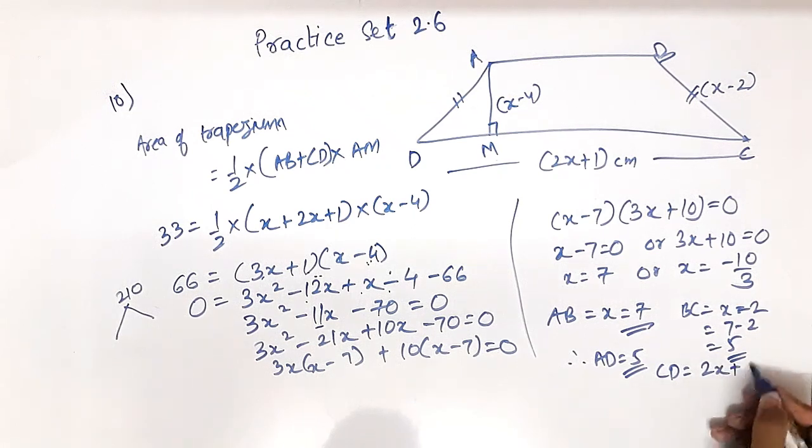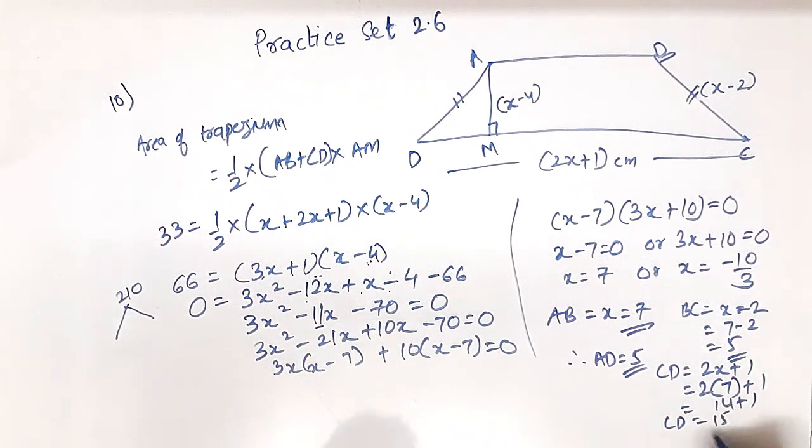CD is what? 2x plus 1. So we'll substitute x as 7, so it is 14 plus 1. CD is 15. 1, 2, 3, 4.